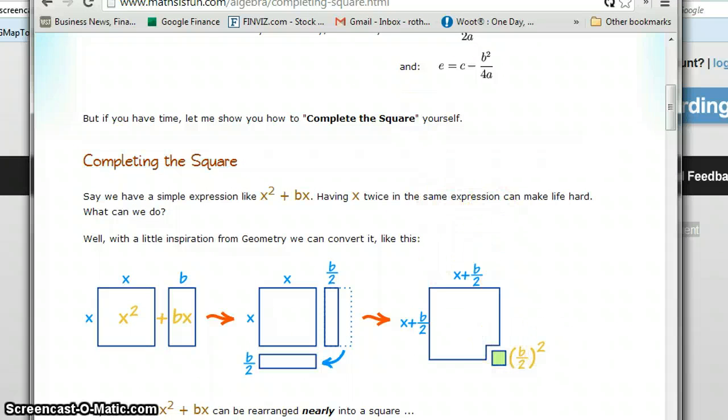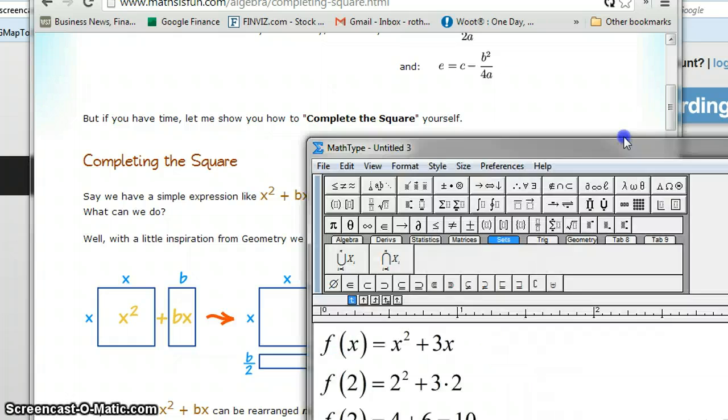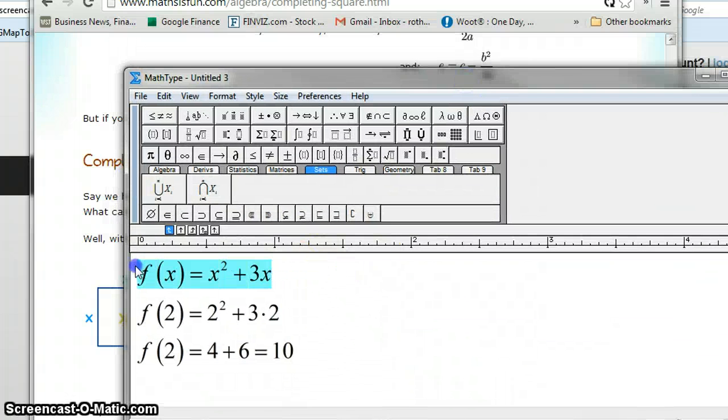So, what do you do when you have an equation that looks something like this? f of x equals x squared plus 3x. And let's say x equals 2. Well, you plug it in. f of 2 is 2 squared plus 3 times 2, and you get 4 plus 6 equals 10.